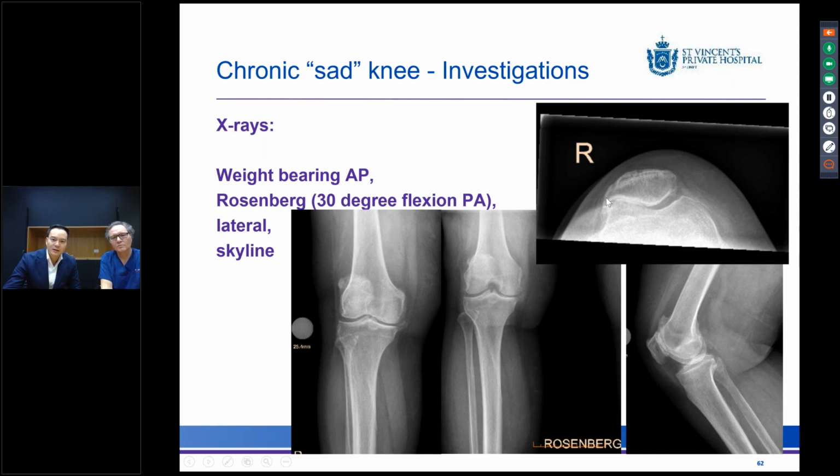And then in the lateral view of the knee here, we can see this patient has patellofemoral arthritis, with the osteophytes there. And in the skyline view, we can see this severe advanced lateral patellofemoral disease with complete loss of joint space there.